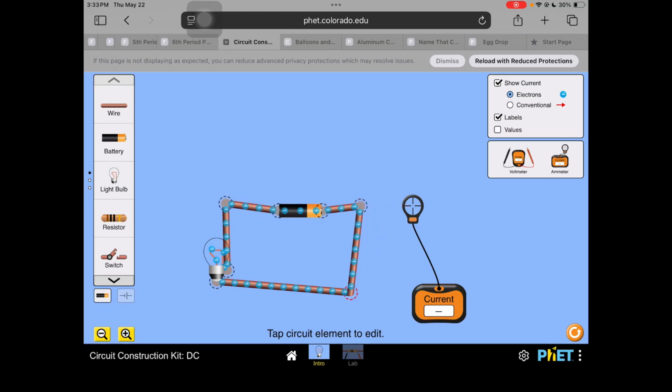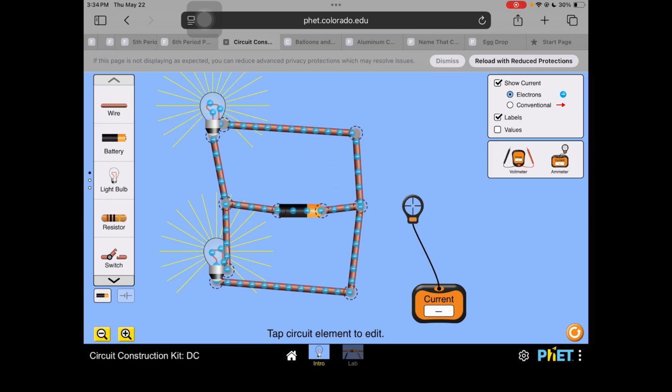Let's build something a bit more simple. Here, we have our junction. It can split. It can go through this light bulb at the top, or our light bulb down here. This is in parallel. We noticed earlier, with one light bulb, current through each light bulb was 0.9. It's still 0.9, but the current through the battery has increased.